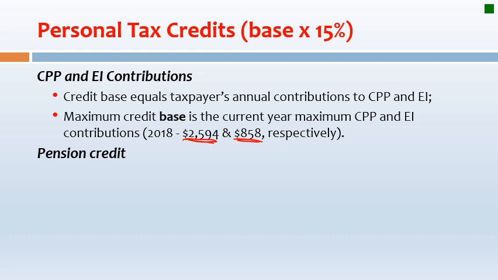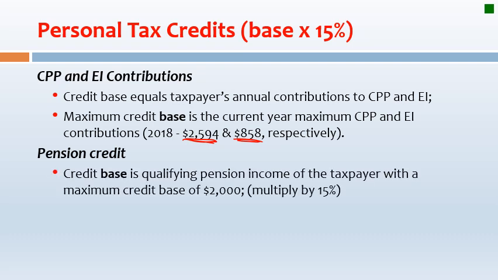Now the pension credit is another very common credit, and it's for anyone who is receiving pension income. Remember, that is considered other income in our net income for tax purposes. So the base is any pension income, dollar for dollar, that the taxpayer earns with a maximum credit base of $2 grand. That's again multiplied by 15%.